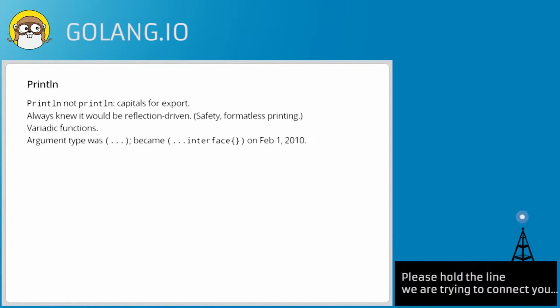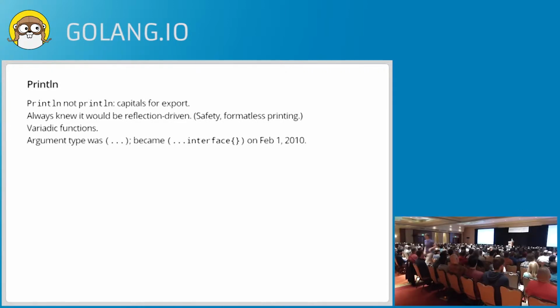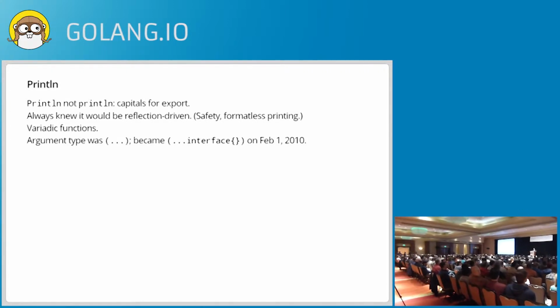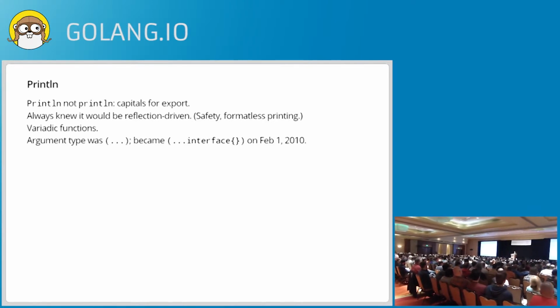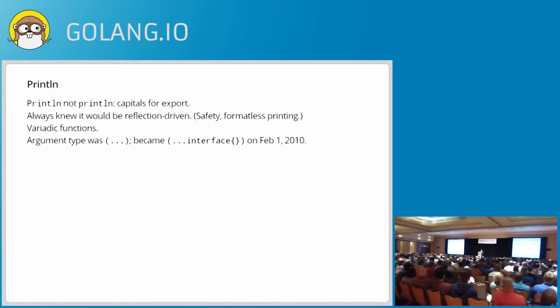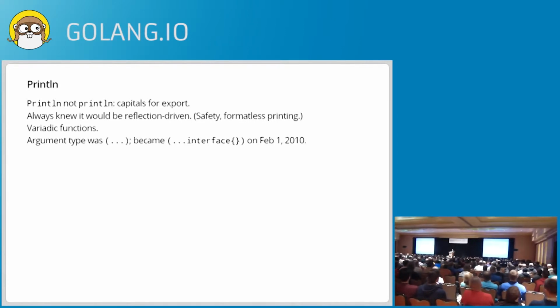Println. Notice it's capital P instead of lowercase p. That's because capitals are there for export. You all know that. I don't need to beat that up. I'd like to talk for a minute about the design of this thing, though, because it's actually a little bit of a story. We always knew that formatted printing was going to be reflection-driven. It wasn't going to be like in C where you have to explain the arguments, because that's not type safe. You have to actually understand the dynamic type of the object you're printing in order to safely be able to print it.